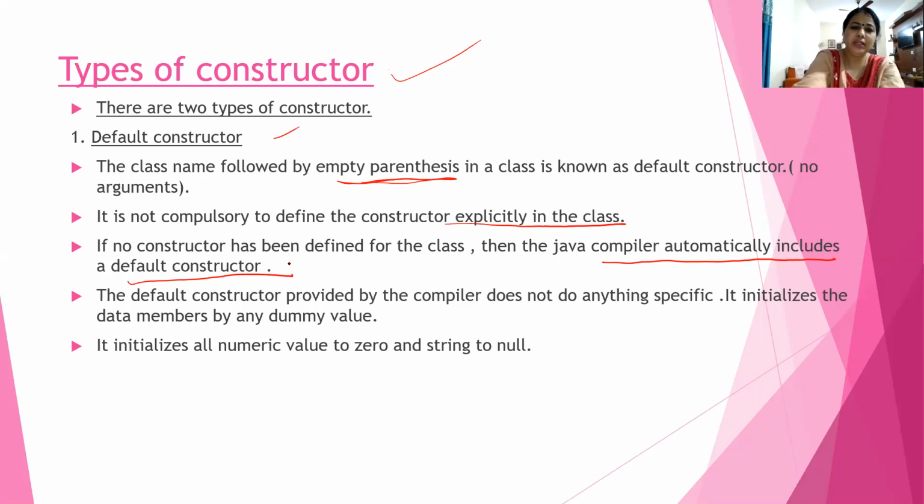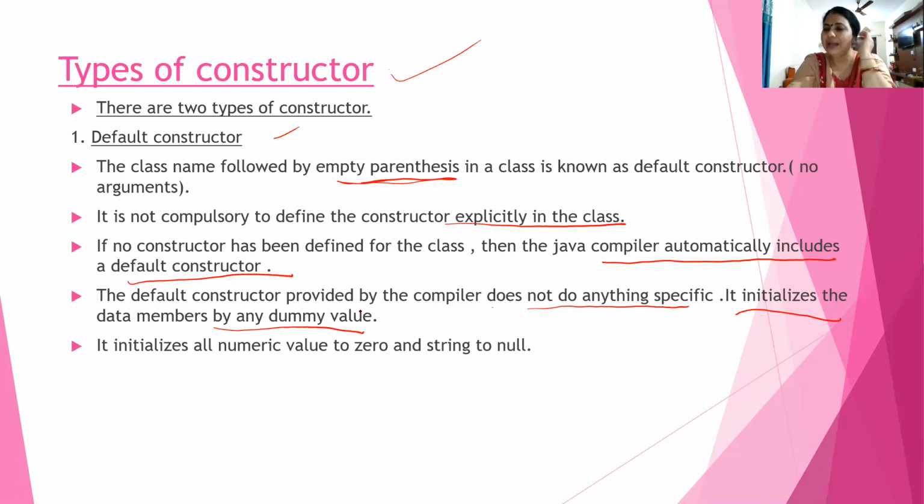Okay, so the default constructor provided by the compiler does not do anything specific. It means nothing specific it has to do. What it has to do is initialize the data members by some dummy value, because we are not providing any value. The compiler automatically gives some dummy value to the variable: numeric value to 0, character value to some null value, string to some null value, and float is 0.0. So some dummy value will be initialized automatically.